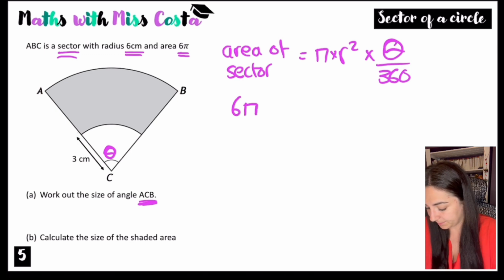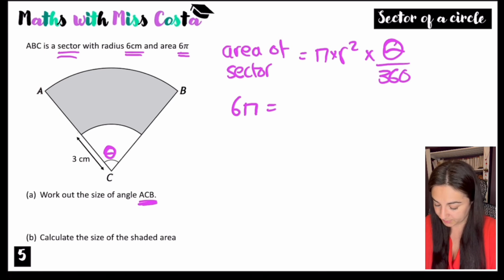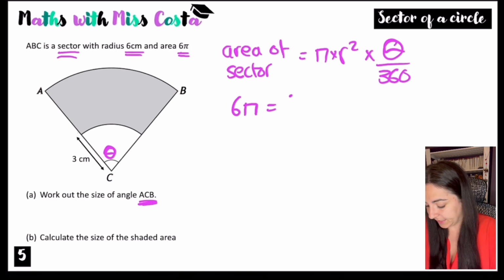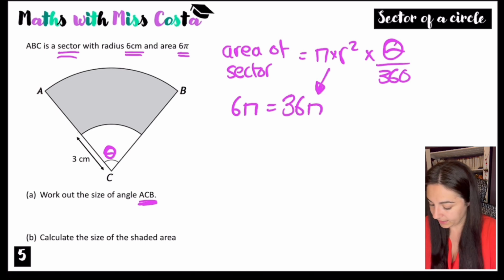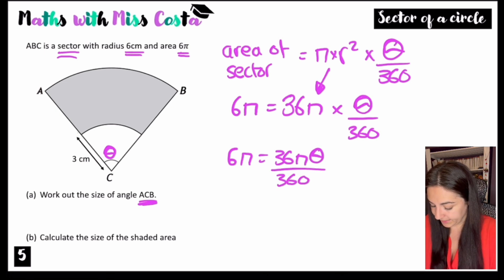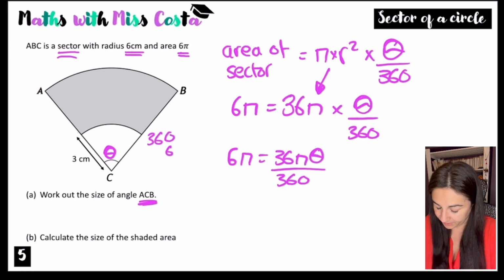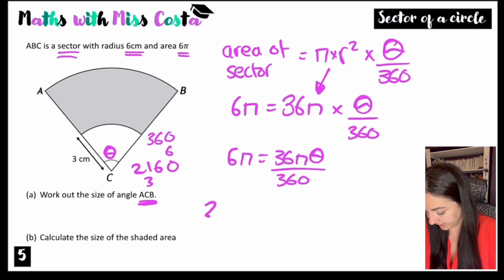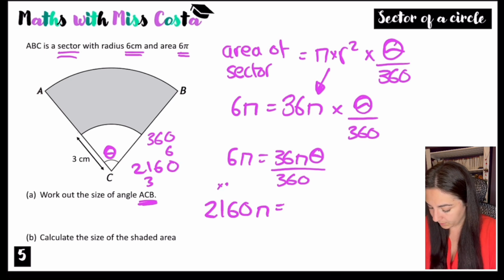So I know the area of the sector, I'm told, is 6 pi, must be pi r squared, and I'm told that the radius is 6 centimetres. So 6 times 6 is 36, so pi r squared would be 36 pi, and that 36 pi times theta over 360 is 6 pi. So let's simplify that. 6 pi is the same as 36 pi theta over 360. And what could I do? I could multiply 360 by 6. So 360 times 6 is 2,160. So 2,160 pi, I've just multiplied both sides by 360, is equivalent to 36 pi theta.